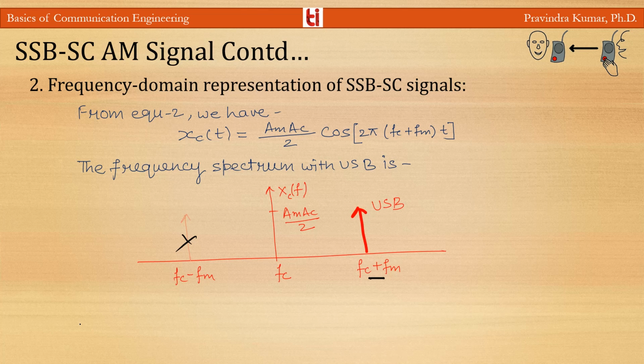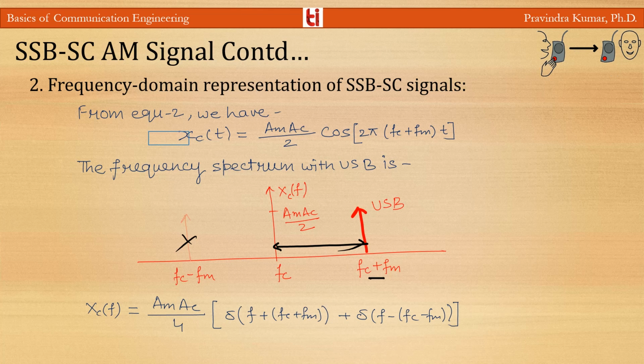Since the SSB-SC modulated signal contains only one sideband, its bandwidth is half of the bandwidth of the DSB-SC modulation. So here the bandwidth will be only this half of the DSB-SC signal. And Xc(f), if you take the Fourier transform, you will get Am Ac by 4 [delta(f plus fc plus fm) plus delta(f minus fc minus fm)], and we have suppressed this. We are only having the frequency of the upper sideband.